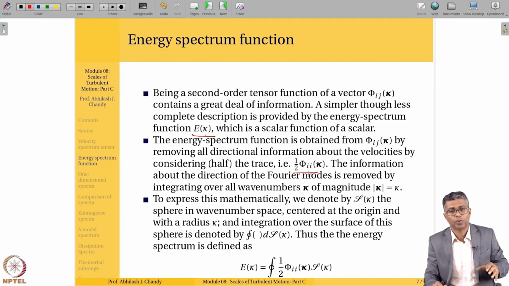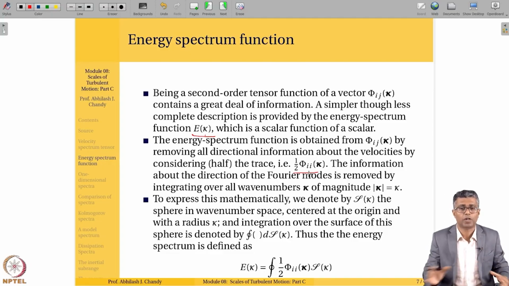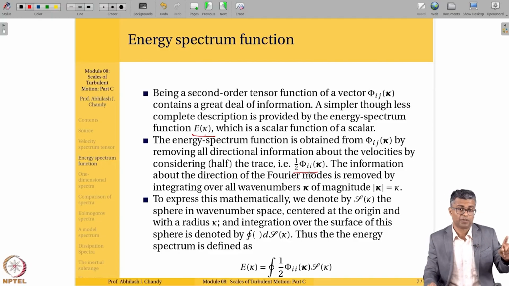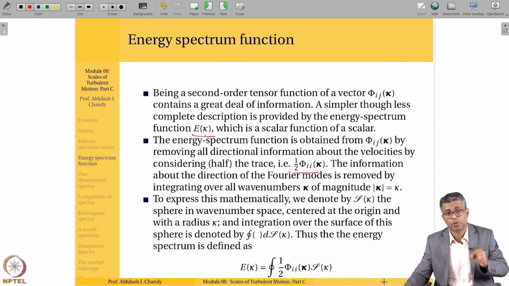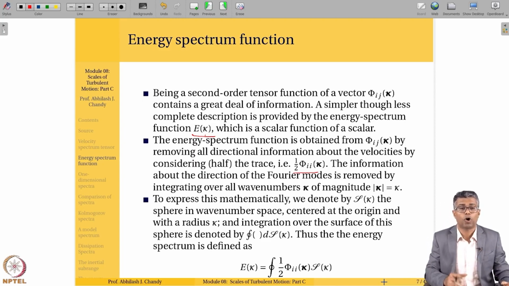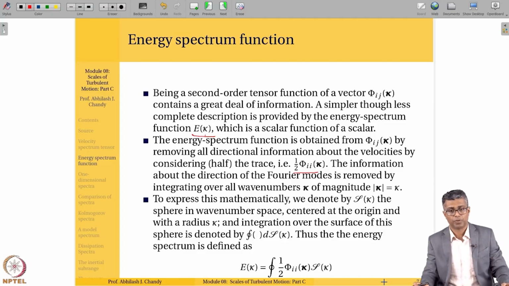Now, what you're doing is essentially you're just taking out all directional information, right? The first part of the velocity spectrum tensor, like we talked about in the previous slide. You're taking out all the directional information and collapsing everything. Now, the information about the direction of the Fourier modes, as in what? The wave number direction, which was kappa over kappa magnitude. You remove all that by integrating over all wave numbers of magnitude kappa equal to kappa magnitude.